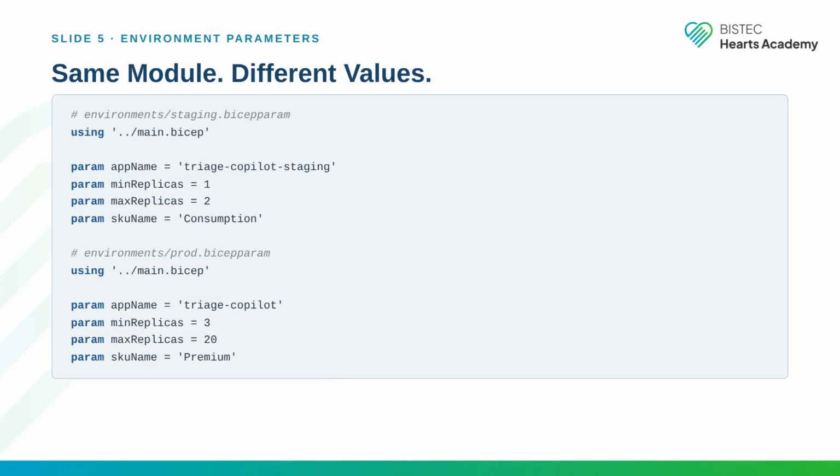Environment parameter files. Staging, using the main Bicep, 1 to 2 replicas, consumption SKU. Production, same main Bicep, 3 to 20 replicas, premium SKU. The module does not change. The numbers do. Review the parameter files per environment. That is where the cost lies.